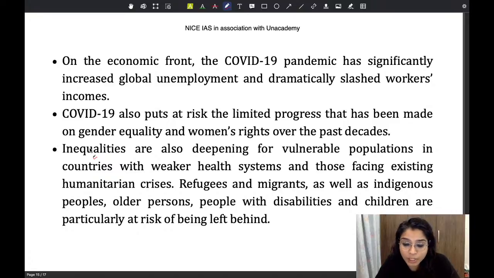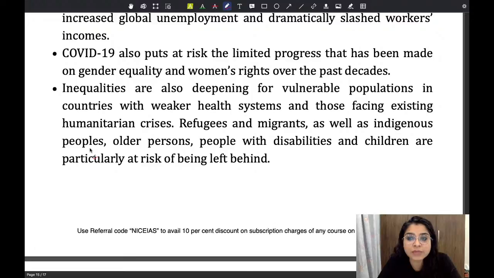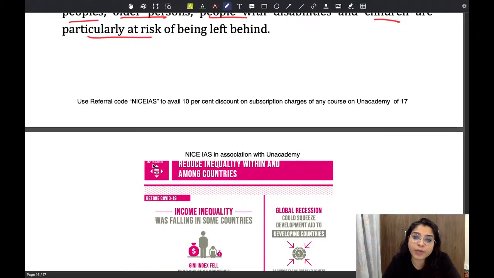This is a topic which I'll be taking in a few days' time, on how democracy is understood and how it is impacted during these COVID times. Inequalities are also deepening for vulnerable populations in countries with weaker healthcare systems and those facing humanitarian crisis. The worst hit are refugees, migrants, because of course they're not getting access to healthcare facilities, as well as indigenous people. For example, tribal people are not ready to get their vaccinations done. Older persons, people with disabilities, and children are particularly at risk, and are left behind.